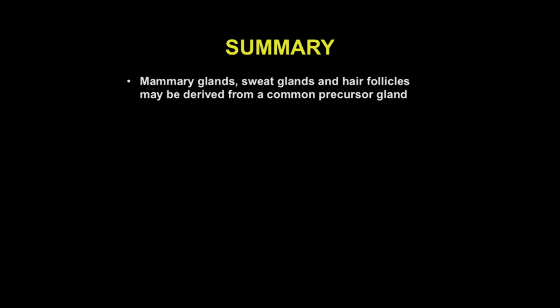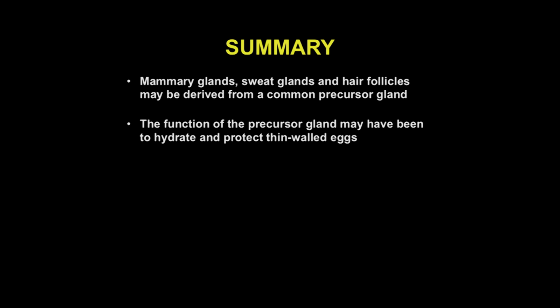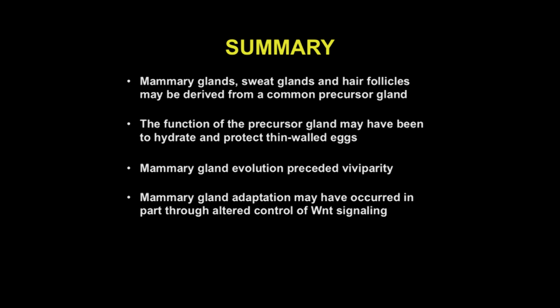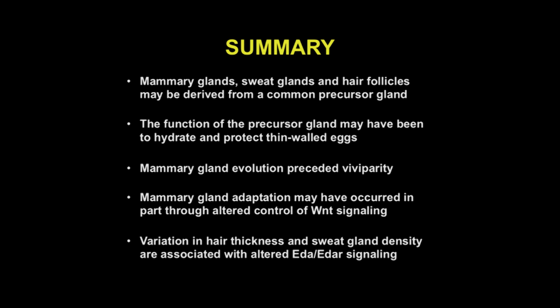So just to summarize what I told you, evidence from development, genetics, and evolutionary studies suggests that mammary glands, sweat glands, and hair follicles may be derived from a common precursor. The function of this precursor may have been to hydrate and protect thin-walled eggs, and later developed nutritional functions as well. Mammary gland evolution preceded the birth of live young. And mammary gland adaptation may have occurred in part through altered control of Wnt signaling, whereas variation in hair thickness and sweat gland density are associated with altered ectodysplasin signaling.